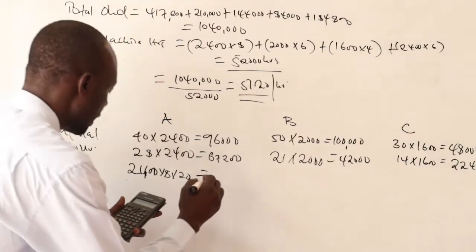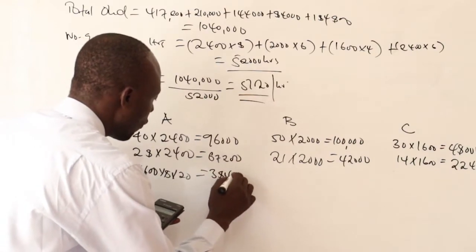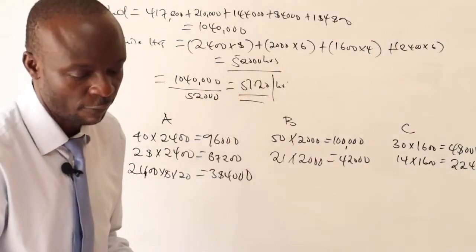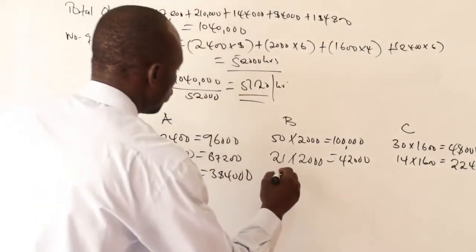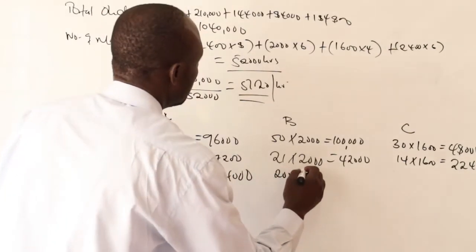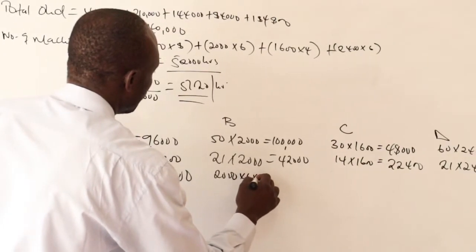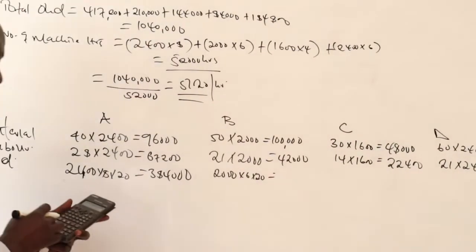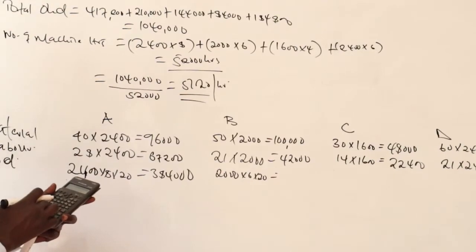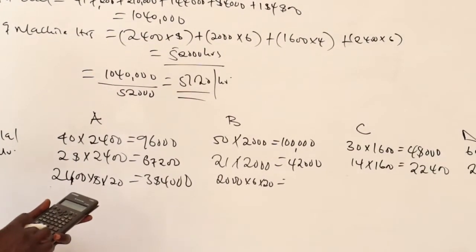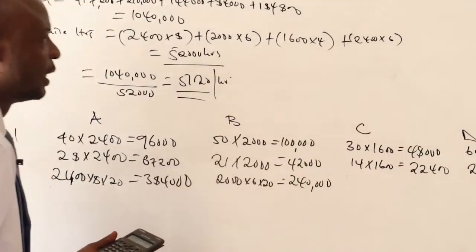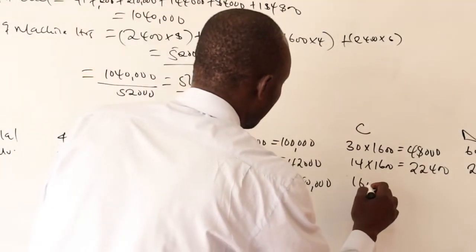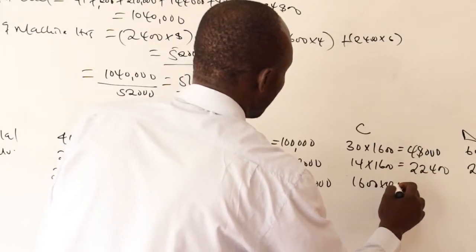So the overhead cost here will be 384,000. The other one, the total machine hours will be 2,000 times 6 times 20. That is the absorption rate based on the machine hours each product consumed. So this one will be 240,000.